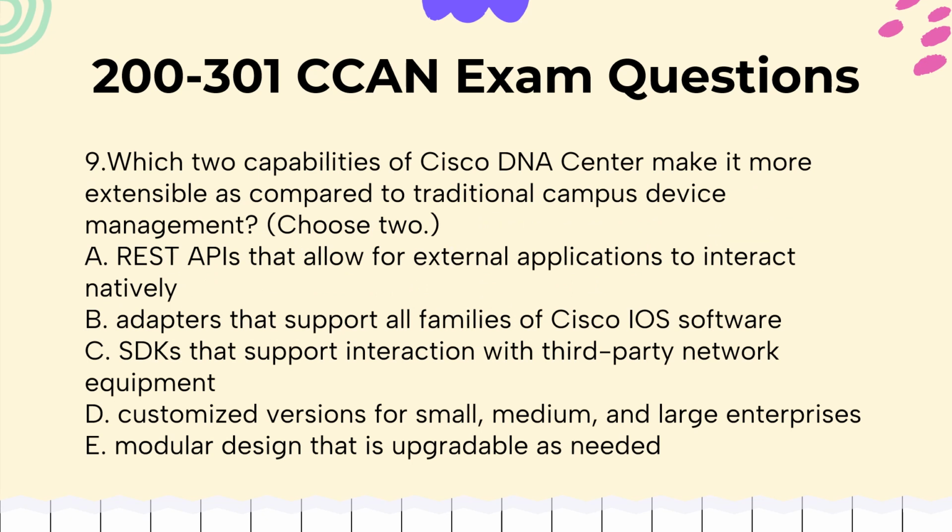9. Which two capabilities of Cisco DNA Center make it more extensible as compared to traditional campus device management? Choose 2. A. REST APIs that allow for external applications to interact natively. B. Adapters that support all families of Cisco iOS software. C. SDKs that support interaction with third-party network equipment. D. Customized versions for small, medium, and large enterprises. E. Modular design that is upgradable as needed.